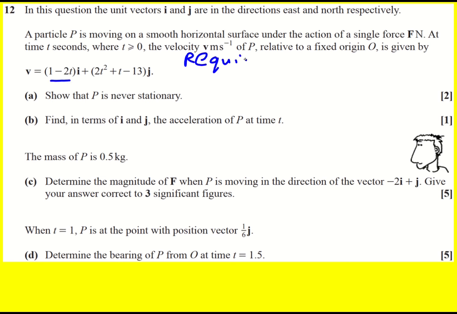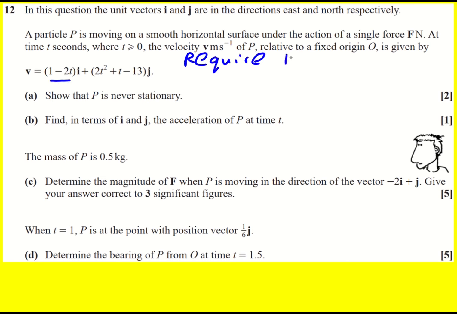We require 1 minus 2t equals 0. Actually, I will write the other one. And 2t squared plus t minus 13 equals 0 for P to be stationary. Now 1 minus 2t equals 0 implies that t is equal to a half. But when t is equal to a half, 2t squared plus t minus 13 is not going to equal 0. That's going to be the outcome.